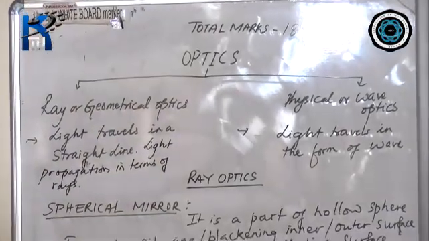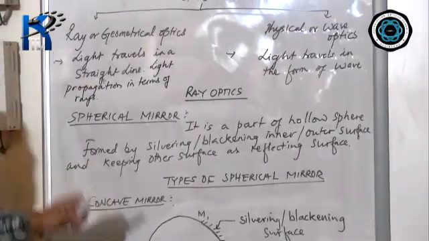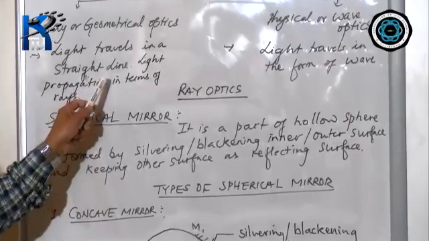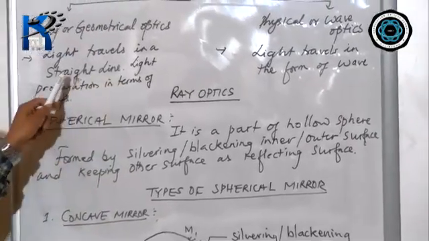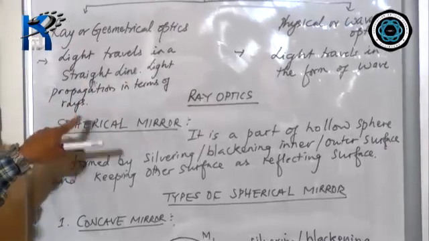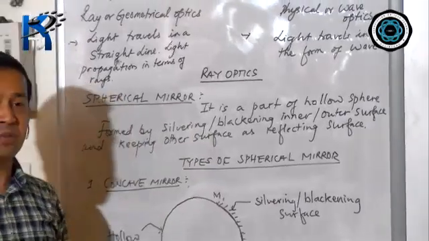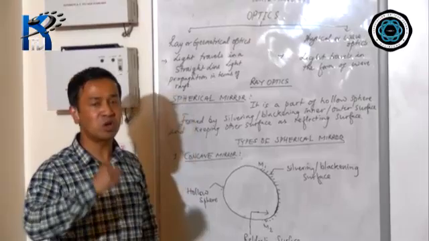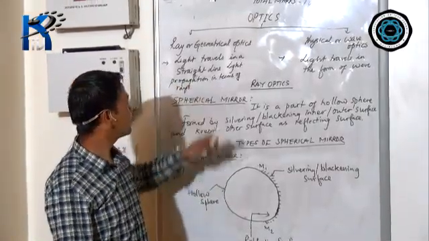Now let me tell you about the ray optics or geometrical optics. It is that branch of optics which usually deals with light which travels in a what line? Straight line. And now light propagation is usually expressed in a straight line in the form of rays. So in this particular optics we deal with light traveling in a straight line in the form of rays with the help of a suitable diagram or geometrical diagram. That's why we also call this ray optics as geometrical optics.